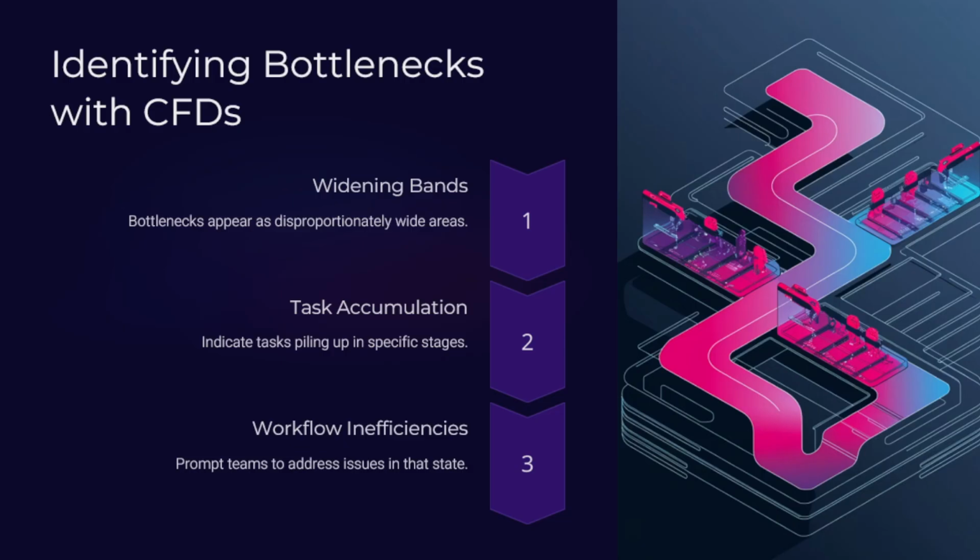So this is how you can identify these bottlenecks, which are represented by the sections where the bands widen significantly, indicating an accumulation of tasks in that stage. In our case, it was the development case. So this visualization allows the teams to quickly identify and address these inefficiencies, ensuring a smoother flow of the work across the processes.